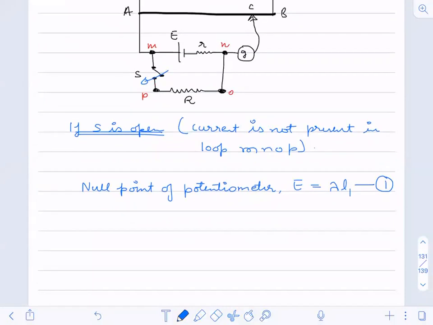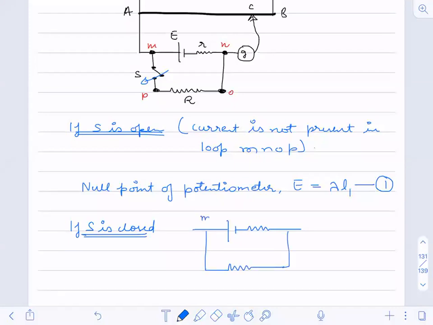If S is closed, then there will be a current in the loop. So what I can draw is like this. This is MNPOR. Capital R is the external resistance. Shunt. This small r is the internal resistance, and E is the EMF. So now what will happen? The current will flow now.